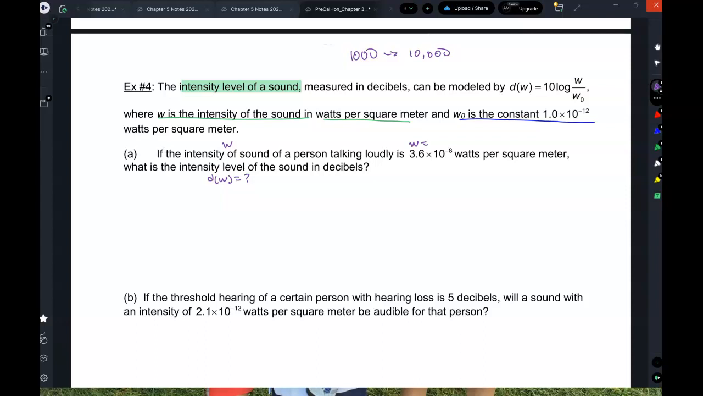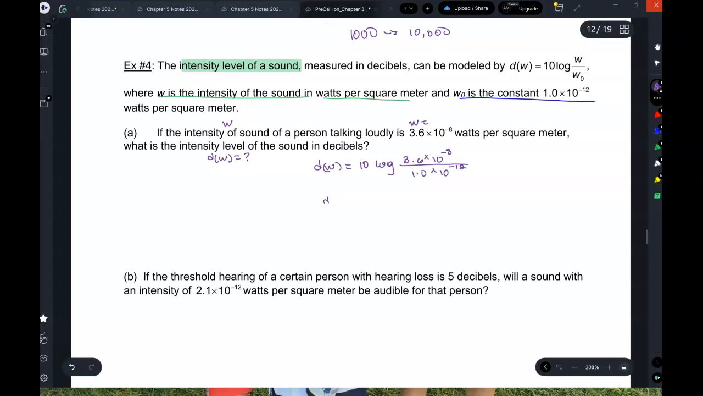All right. So D of W is 10 log, and what do we have here? 3.6 times 10 to the negative 8 over 1.0 times 10 to the negative 12. And you know what? Before you reach for your calculators, let's take a look at this for a minute. D of W is equal to 10 log. Let's see if we can make sense of this, right?